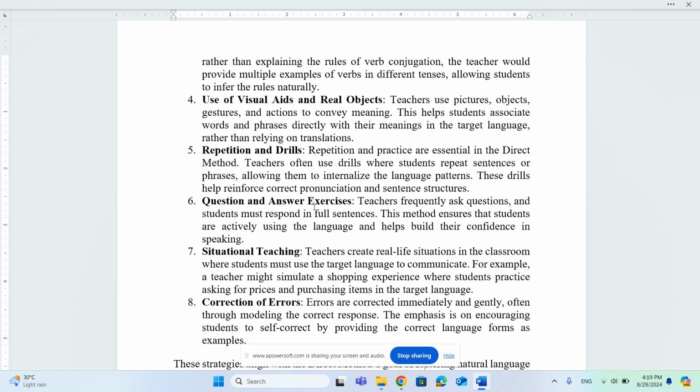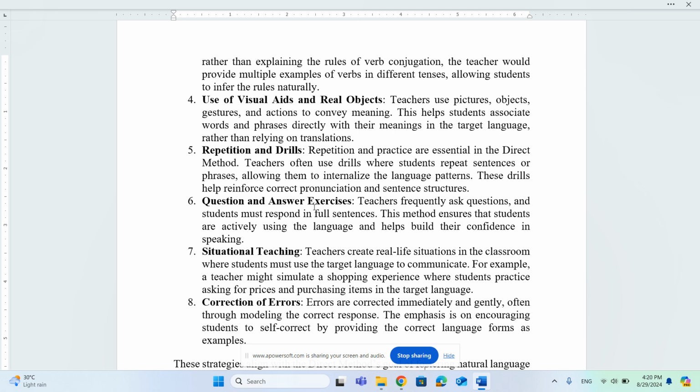And the next strategy is repetition and drills, which is very important in this method. Repetition and practice are essential in the direct method. Teachers often use drills where students repeat sentences or phrases, allowing them to internalize the language patterns. So the teacher says one thing, then students have to follow the teacher, or sometimes teachers ask a student to say or read something, and other students have to follow that particular student. This type of activity, or strategy, is called repetition and drills, and there are different types of drills which we will talk about later.